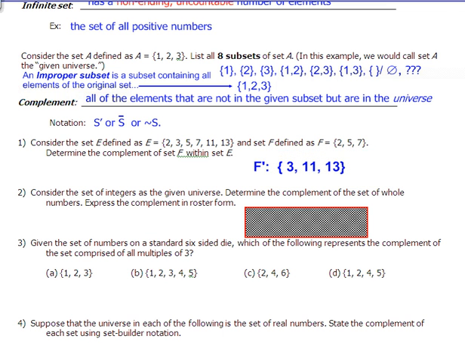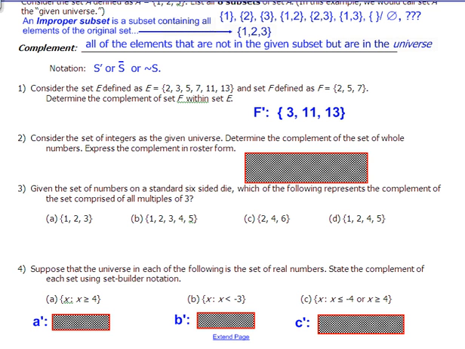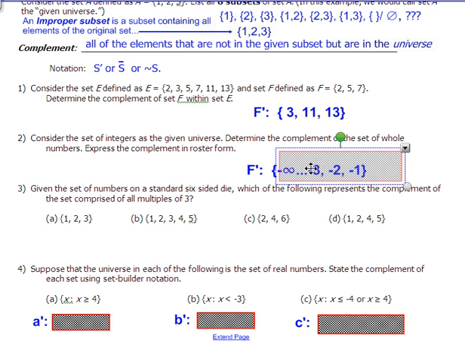Make sense? So if I consider the set of integers as my given universe, the complement of the set of whole numbers, you should be thinking about what this would be in roster form, so that's like our curly brackets. Okay, let's call it F prime again, is going to be the numbers from negative infinity up to and including -1. We can't go to 0, obviously, because 0 is a whole number, and we wouldn't want to list anything in between those because we're just concerned about integers here.